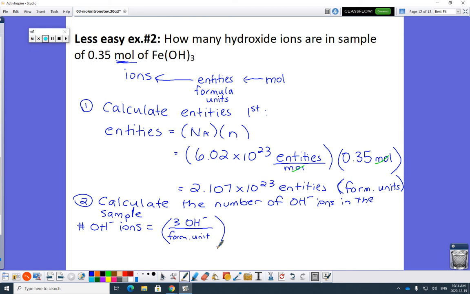So whether you write entity, whether you write formula unit, even to be honest, if you wrote molecule, I would not mark it wrong, okay? Like I said, there are plenty of people out there who just shove them all in the same category. So 3 hydroxide ions per formula unit. How many formula units do we have? Oh, we have 2.107 times 10 to the power of 23. Again, you can cross them out if you're into that.